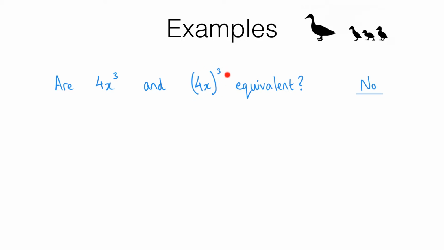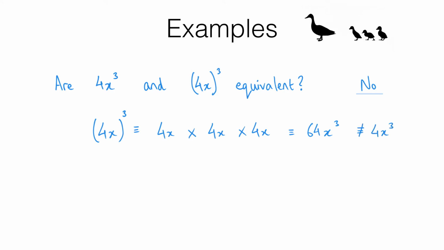Let's think about 4x all raised to the power of 3 for a moment. So that's 4x in brackets all raised to the power of 3. That is actually equivalent to 4x multiplied by 4x multiplied by 4x. That's what we get when we raise something to the power of 3. We multiply it by itself and by itself again. And this gives us 64x cubed. And clearly, this is not the same as 4x cubed.